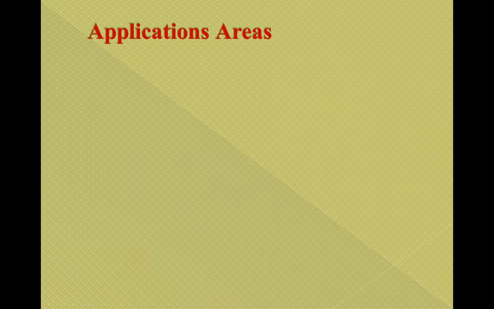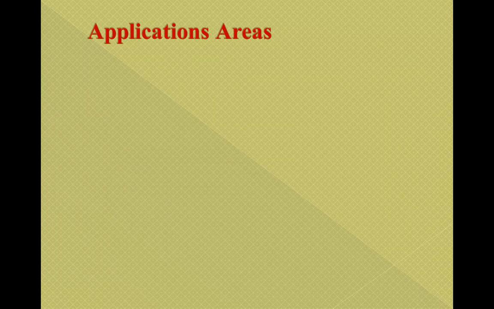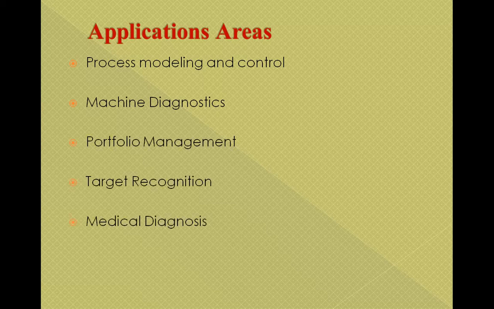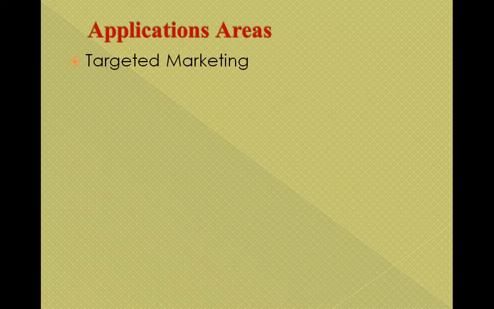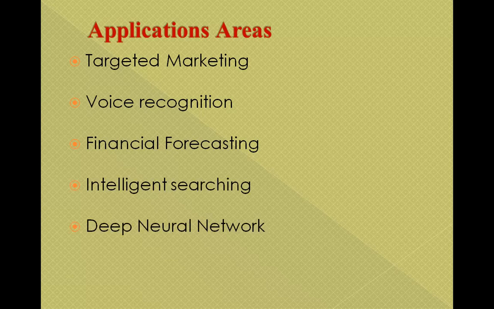So this was a simple functioning of an artificial neural network, and here I'm showing you some application areas where it can be applied. It can be applied in processing, modeling and control models. We can prepare some models. It can be applied to machine diagnostics, portfolio management, target recognition, medical diagnosis, credit rating, target marketing, voice recognition, financial forecasting or weather forecasting, intelligent searching, deep neural networks, and fraud detection.